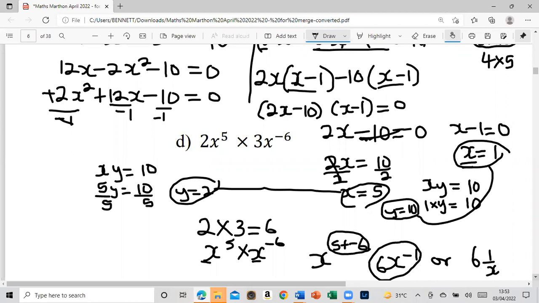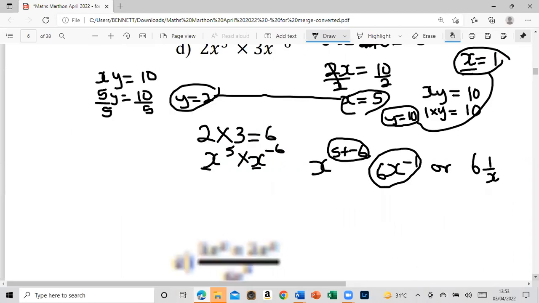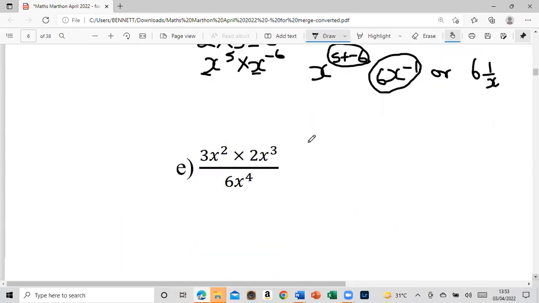Everyone understand why we did that? Yes, sir. Once the base is the same, we add the powers, all right? So we're going to do this now then.